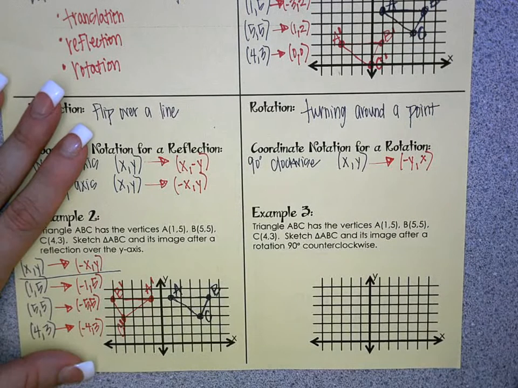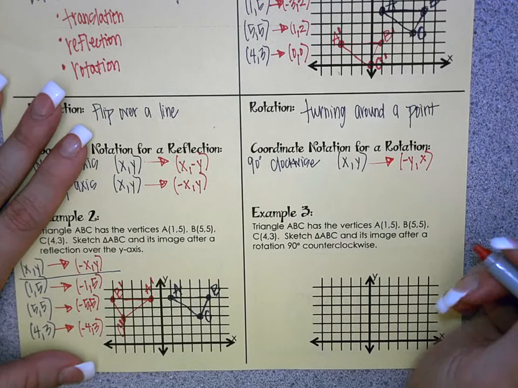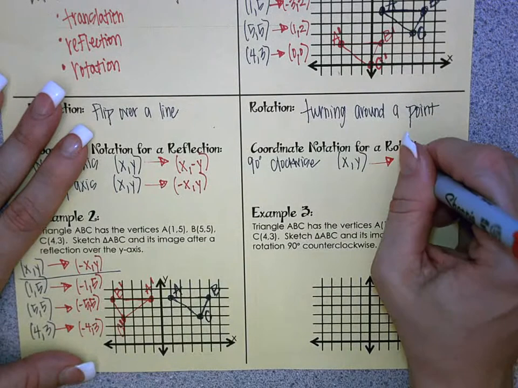Okay, once we put numbers with these, it'll be a little bit easier. I apologize. That should be positive Y, negative X.